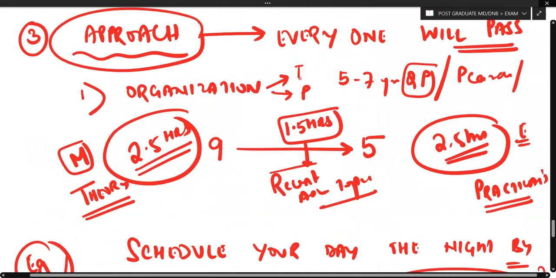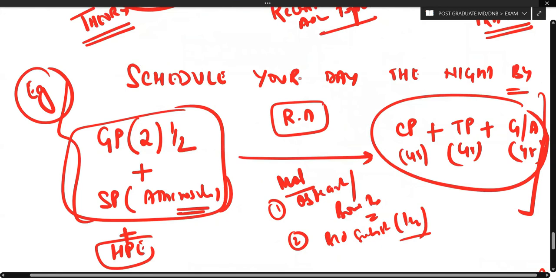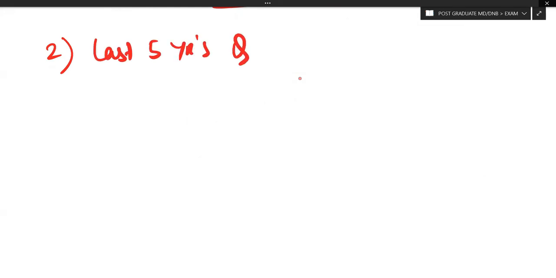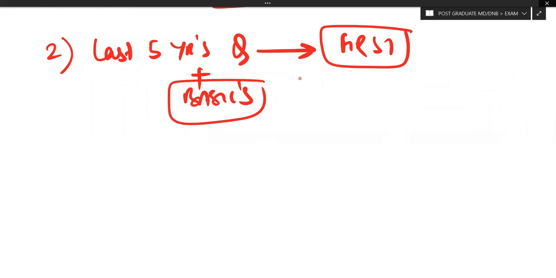After organization, as I told you, this is the first thing in the approach that I have discussed, that is organization. The second thing in the approach: as I've already told you, last 5 years questions to be solved first. Along with this, the basic topics. For example, what is basics? Neoplasia chapter is basic. Chapter 1 to 7 is basics. Everything about that is basics. You cannot afford to miss on that.